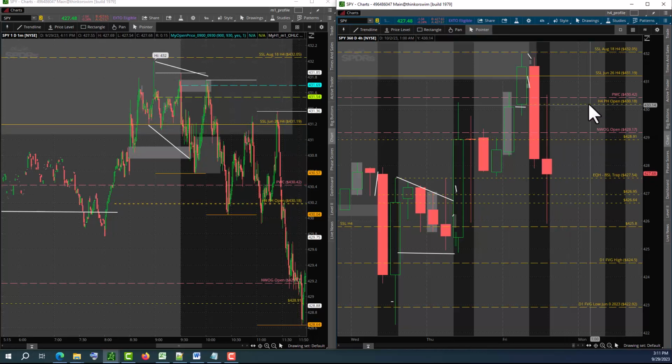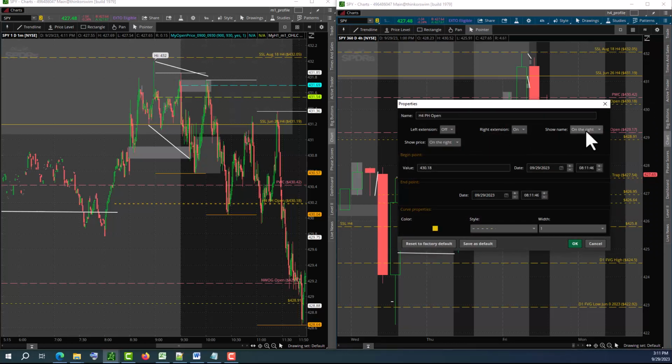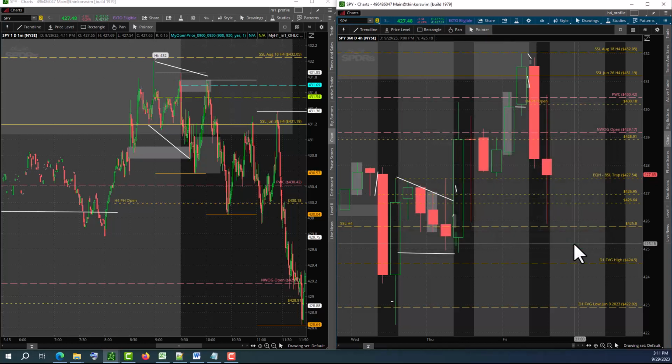I want to make it on the left side so it will be less crowded. Yes, it reverts right there. You see that level, very key. Break down and then break down again, you see. So it tries to trap all the buy and sell liquidity right here, and then boom, it goes down.